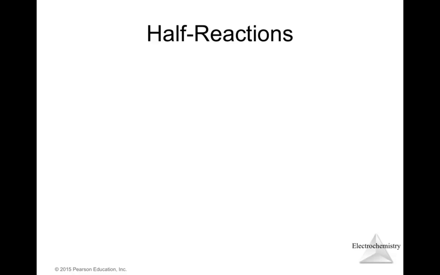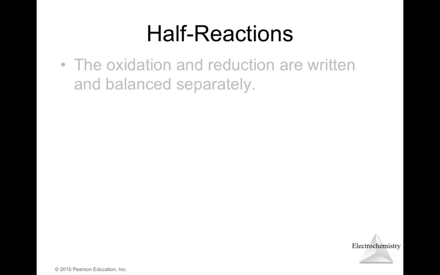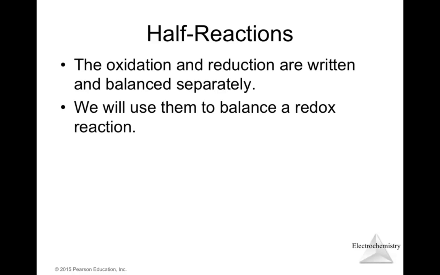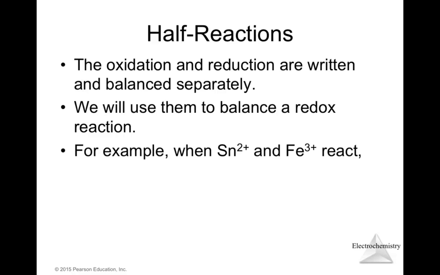Most of the time, when we're talking about reduction and oxidation reactions, we use half-reactions. The oxidation and reduction are written and balanced separately, and we will use them to balance a redox reaction. For example, when Sn2+ and Fe3+ react, first Sn2+ is transformed to Sn4+. Here the tin was oxidized because its oxidation number increased from +2 to +4, and to do that it must release 2 electrons.